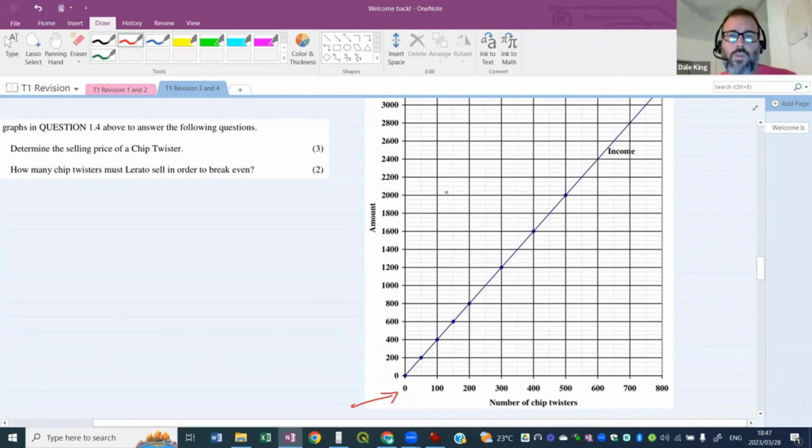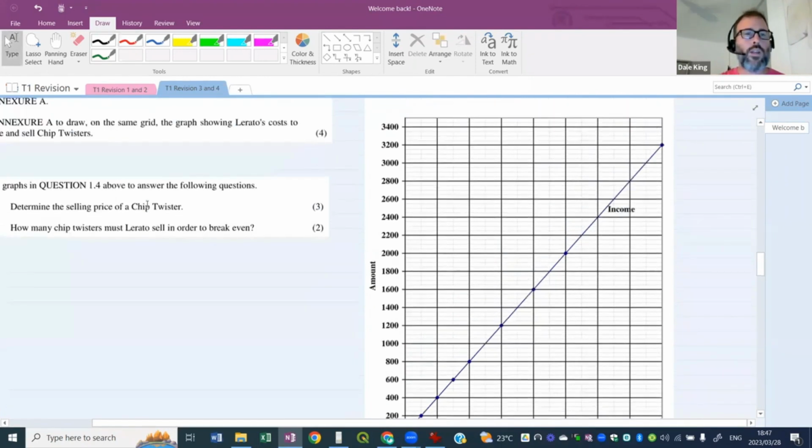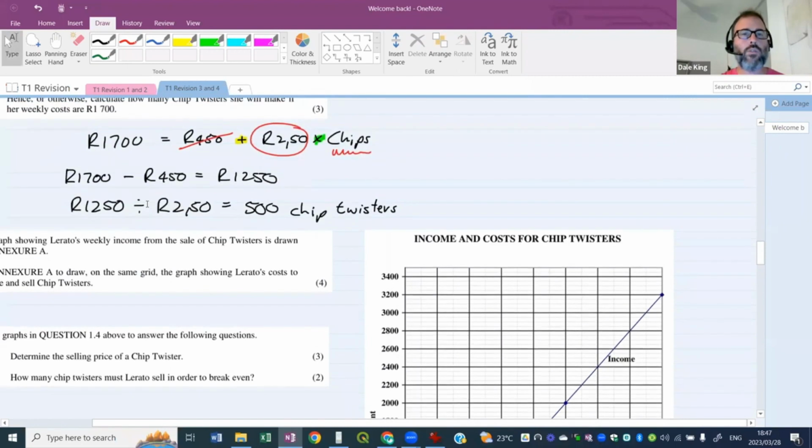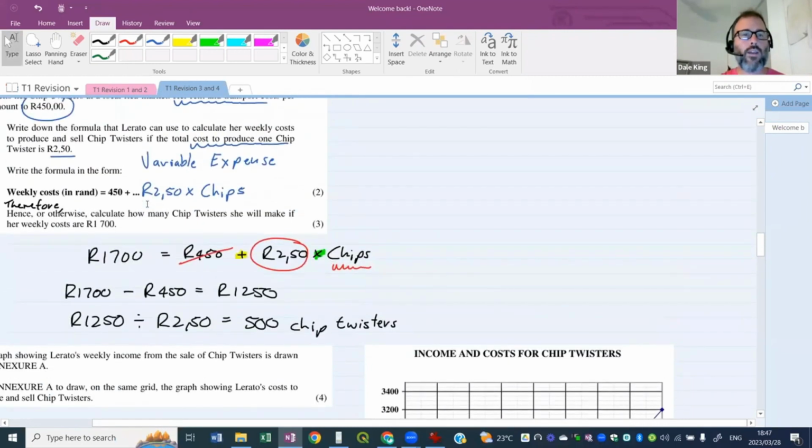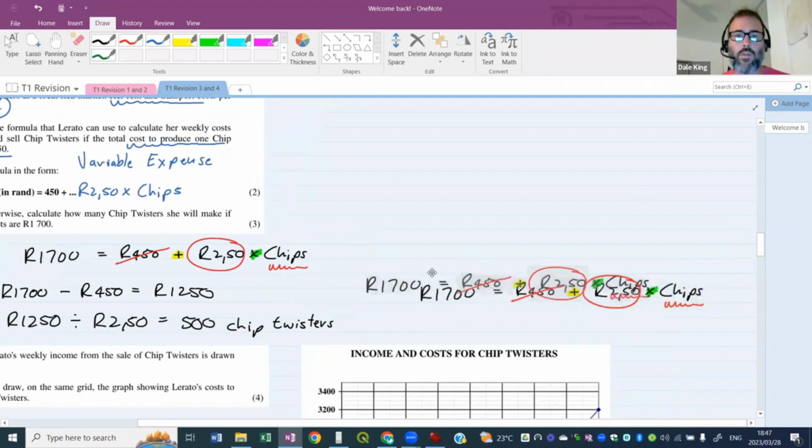For 0 chip twisters, what will her weekly costs be? You can use the formula to help you. All right, we had a formula here. Look at the formula and think about it. For 0 chip twisters, what will her weekly costs be? Okay. I will bring out this formula and write it out in the front here and make it look nice and neat for you guys, because that's going to be the best thing to help. All right, we'll remove all the funny things.